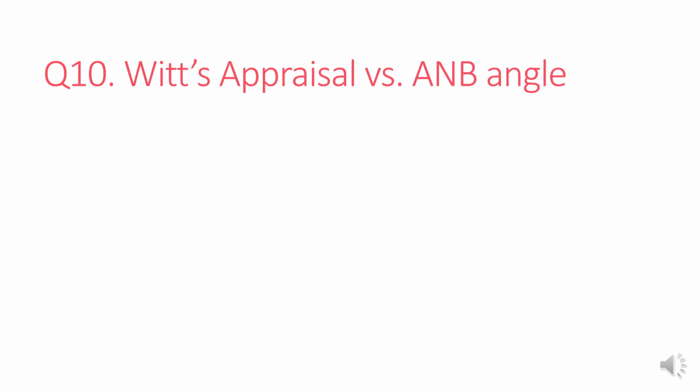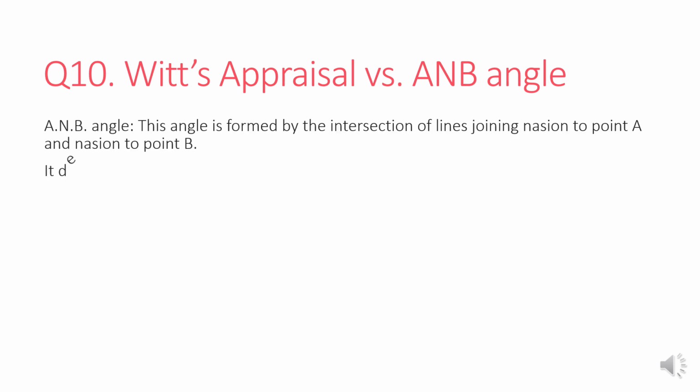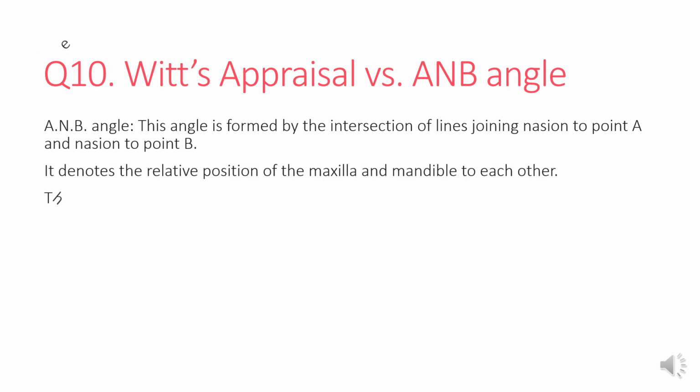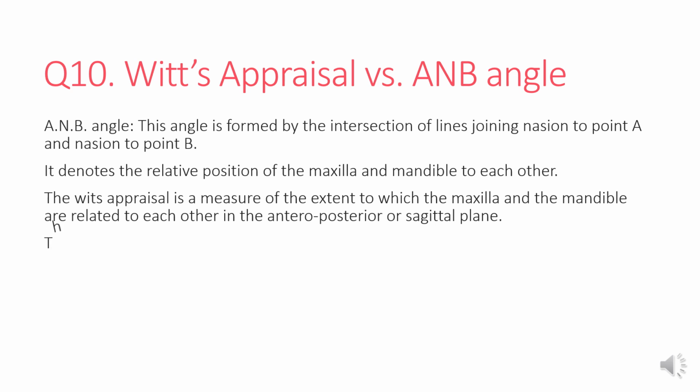Wits appraisal versus the A and B angle. A and B angle, this angle is found by the intersection of lines joining nasion to point A and nasion to point B. It denotes the relative position of the maxilla and mandible to each other.